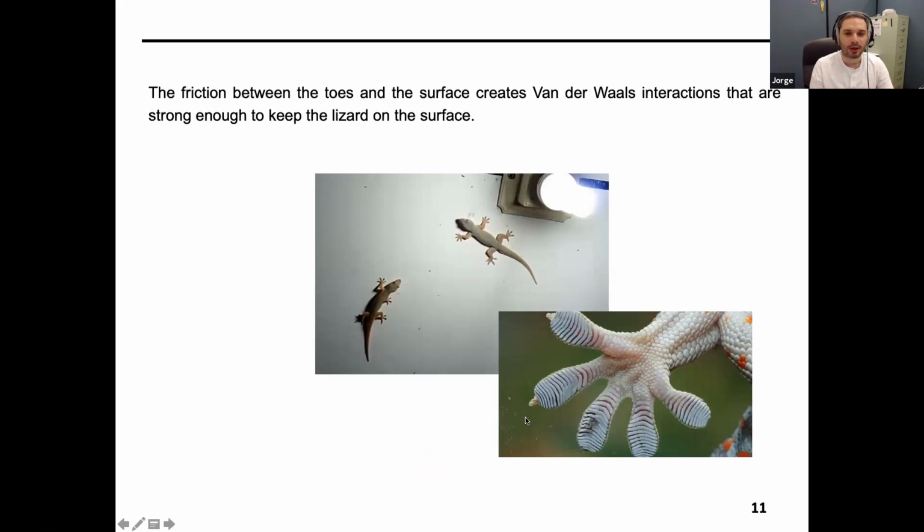Another example of intermolecular interactions is the ability of some lizards to walk on walls. The friction between the toes and the surface of the wall creates van der Waals interactions, or London forces, or dispersion interactions that are strong enough to keep the lizard on the surface. That's one of the reasons the lizard usually keeps moving, because friction creates a charge, and this charge interacts with the wall and keeps the lizard from falling.